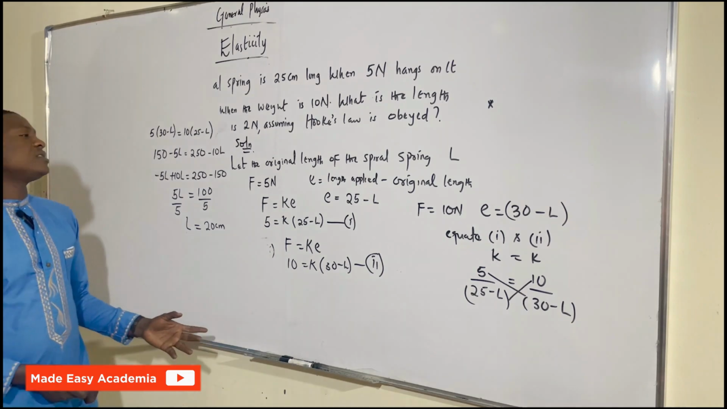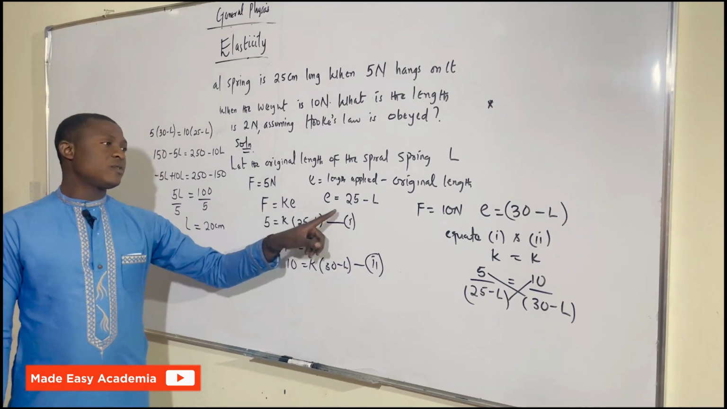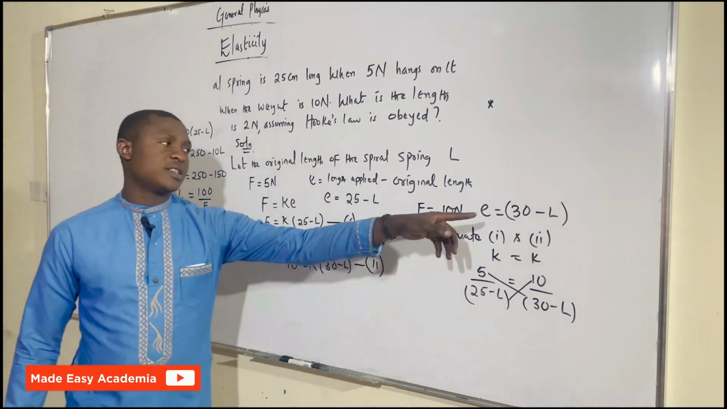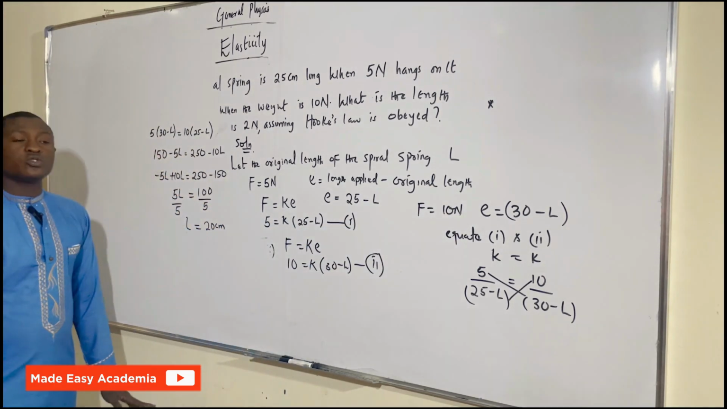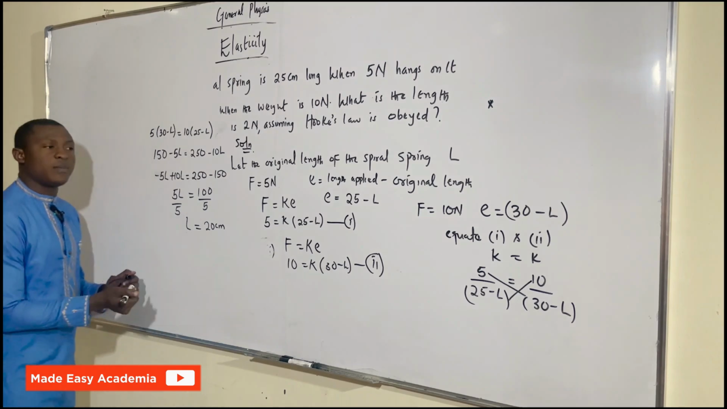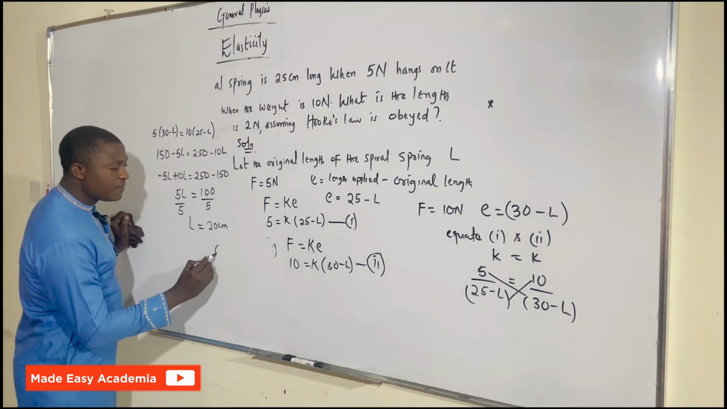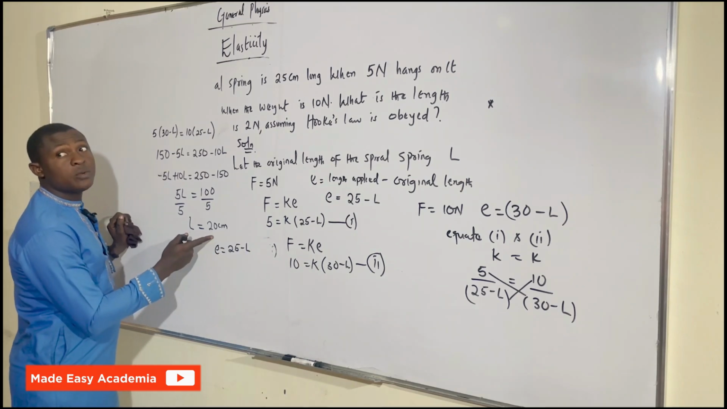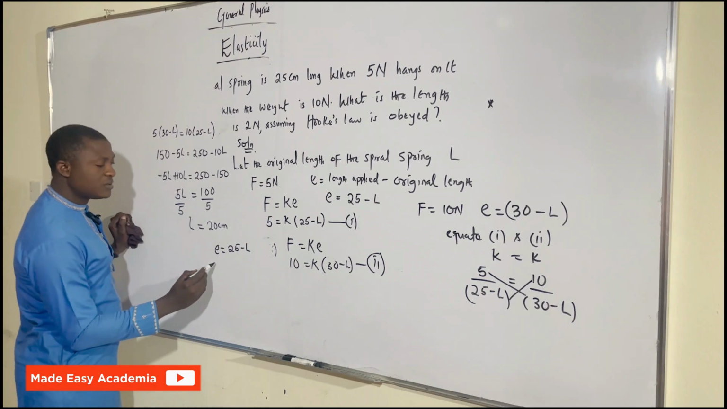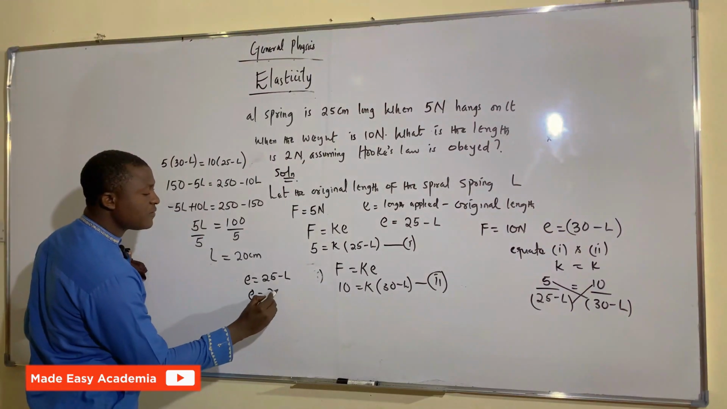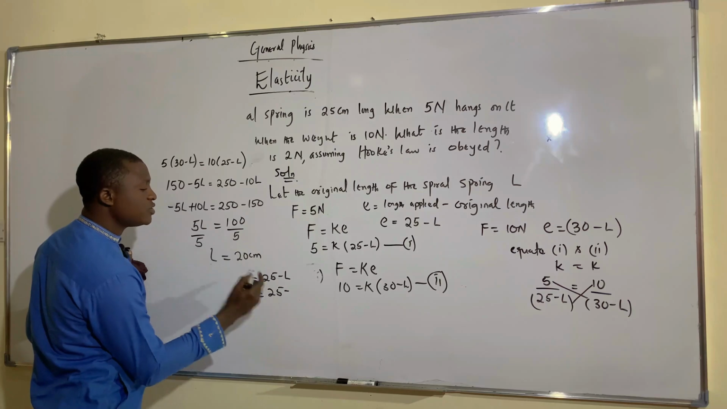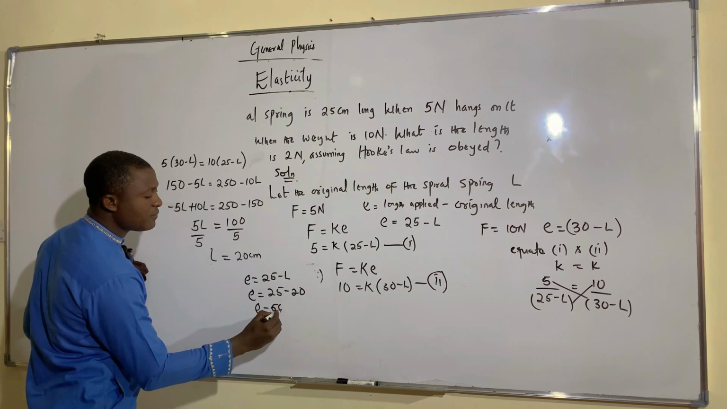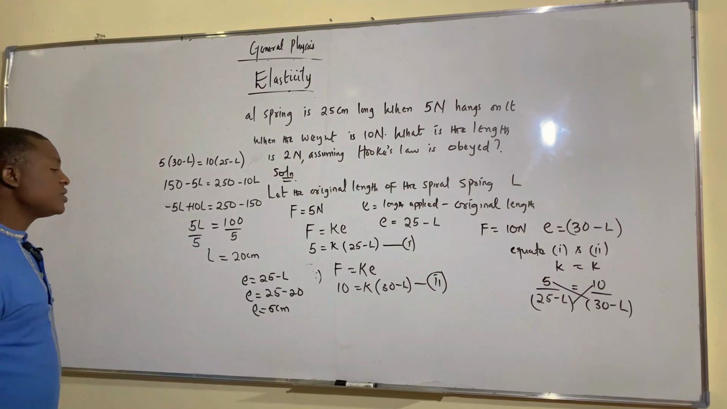So I can go to any of these cases. I can use either the first case, where I have 25 minus L for the extension, or the second case, which is 30 minus L. Whichever one you use out of the two, you are going to obtain the same result for stiffness. If I apply the first case, we have extension to be 25 minus L. Our length now is 20 centimeters, so I can have extension to be 25 minus 20. Of course, we are going to have 5 centimeters. So now we have gotten our E to be 5.